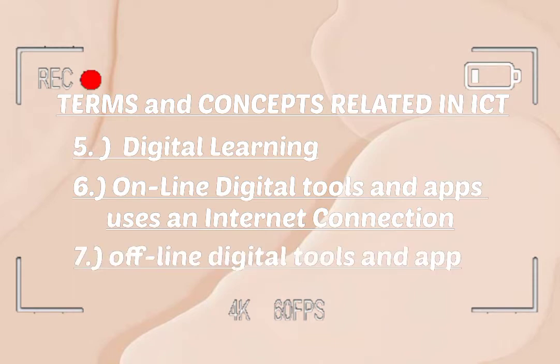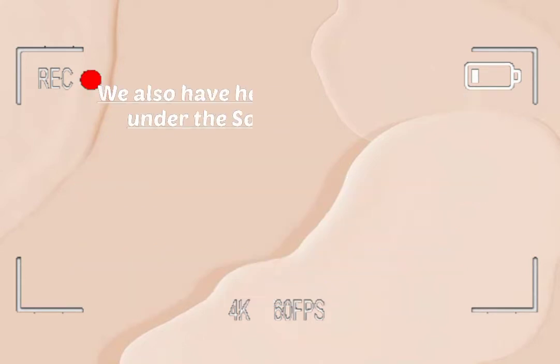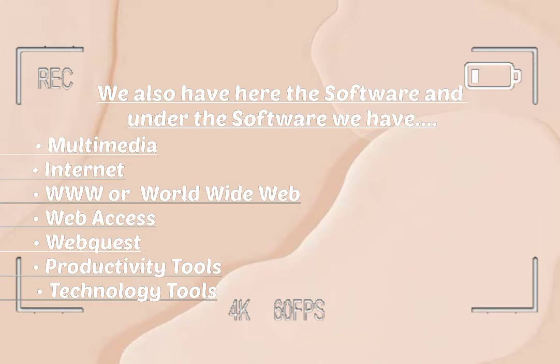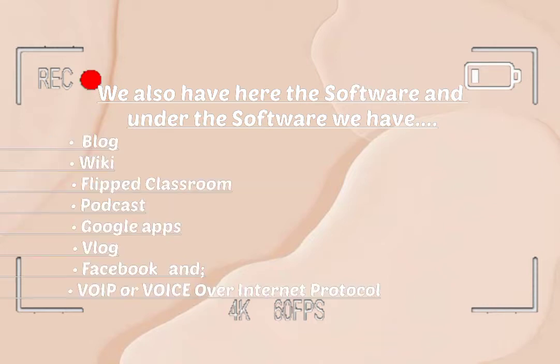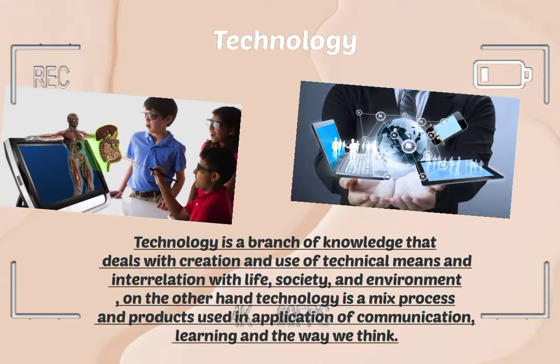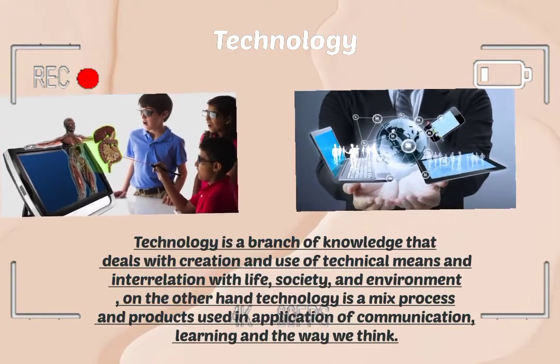Seventh, offline digital tools and apps. Eighth, instructional technology. We also have here the software, and under the software we have multimedia, internet, WWW or World Wide Web, web access, webcasts, productivity tools, technology tools, blog, wiki, flipped classroom, podcast, Google Apps, blog, Facebook, VoIP or Voice over Internet Protocol. And now let's talk about the first term, which is technology.